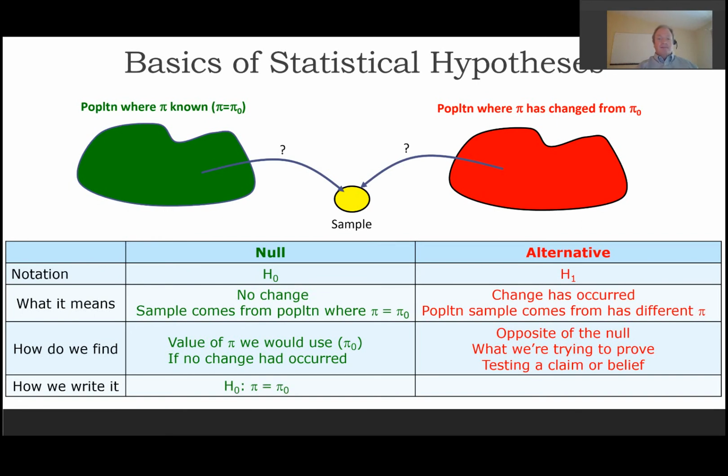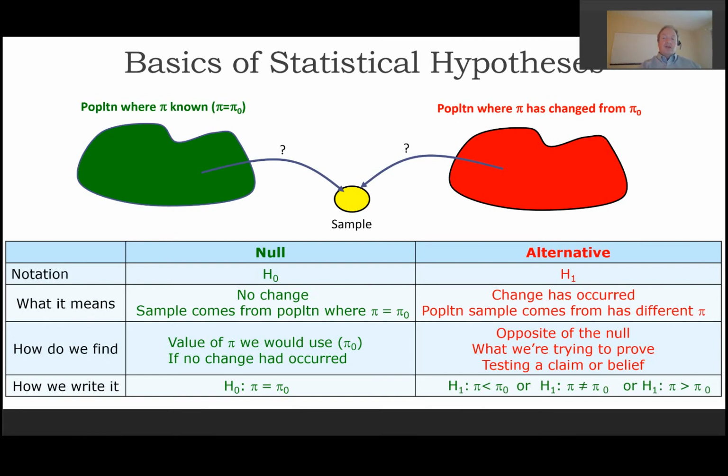How we write it. And so this is an important piece of notation that you really want to make sure you understand. This is the notation for the null hypothesis. And let me step you through this. H sub 0 stands for null hypothesis. So this is read as the null hypothesis says the population parameter has the value of whatever pi naught is.